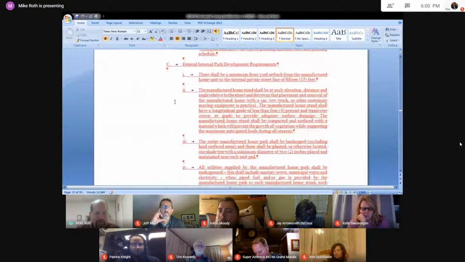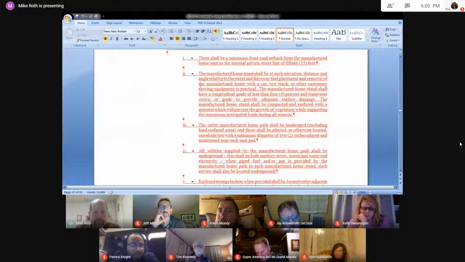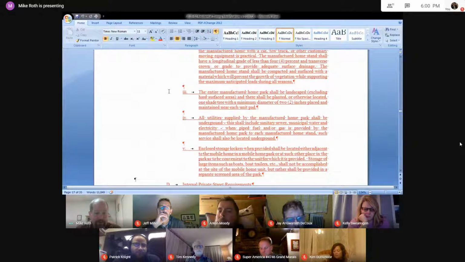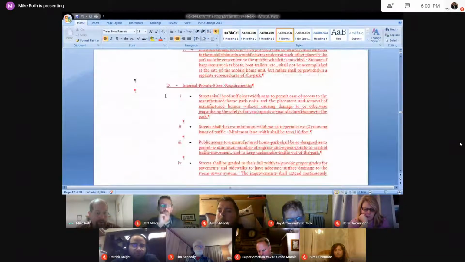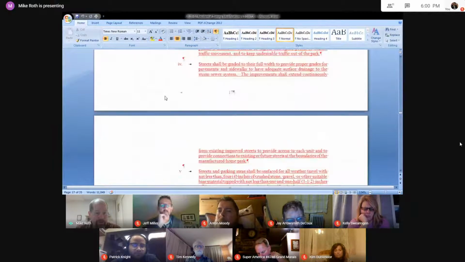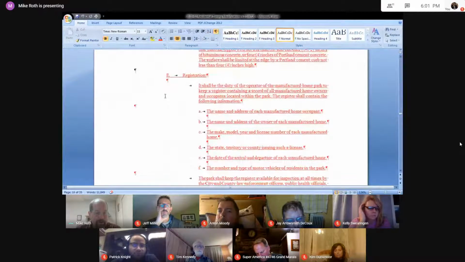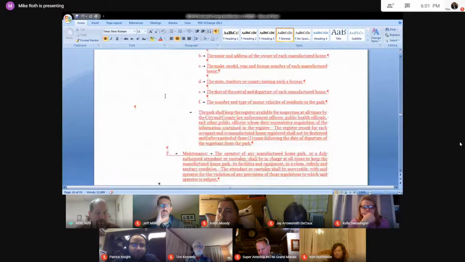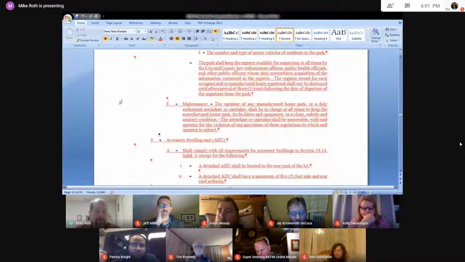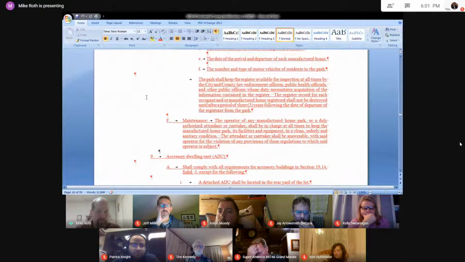General internal park development requirements. There shall be a minimum front yard setback of 15 feet. The home stand is at an elevation, distance, and angle relative to the street and driveway. I'm not going to read all this. This stuff all exists in our existing ordinance, got cut and pasted. So if anybody wants to go through any of this, let me know. I'm skipping through the internal private street requirements for the same reason, and the registration for the same reason. And then the maintenance is the last section. So all that's cut and paste from an existing place in our ordinance.